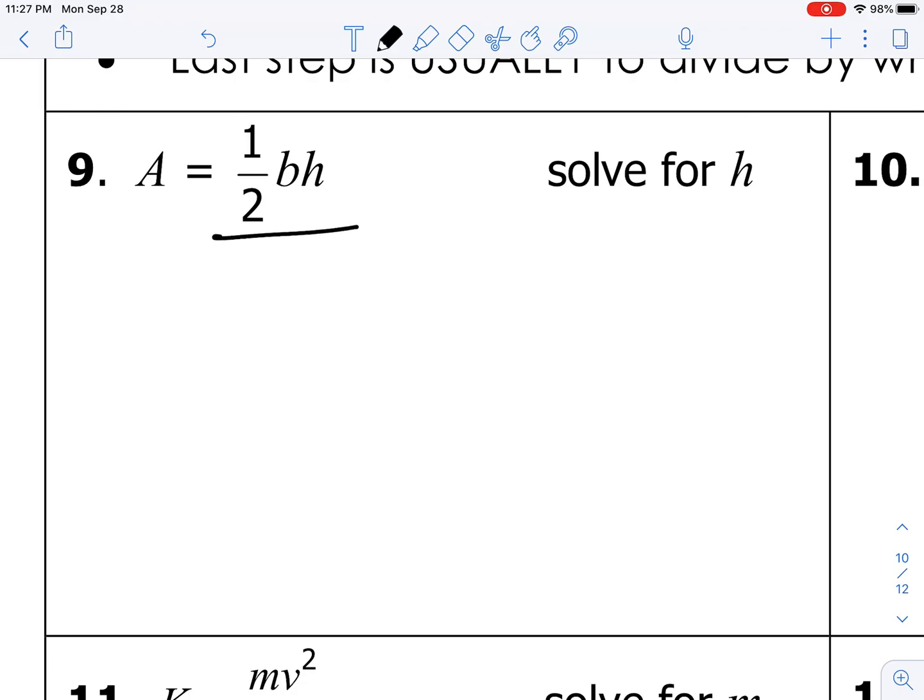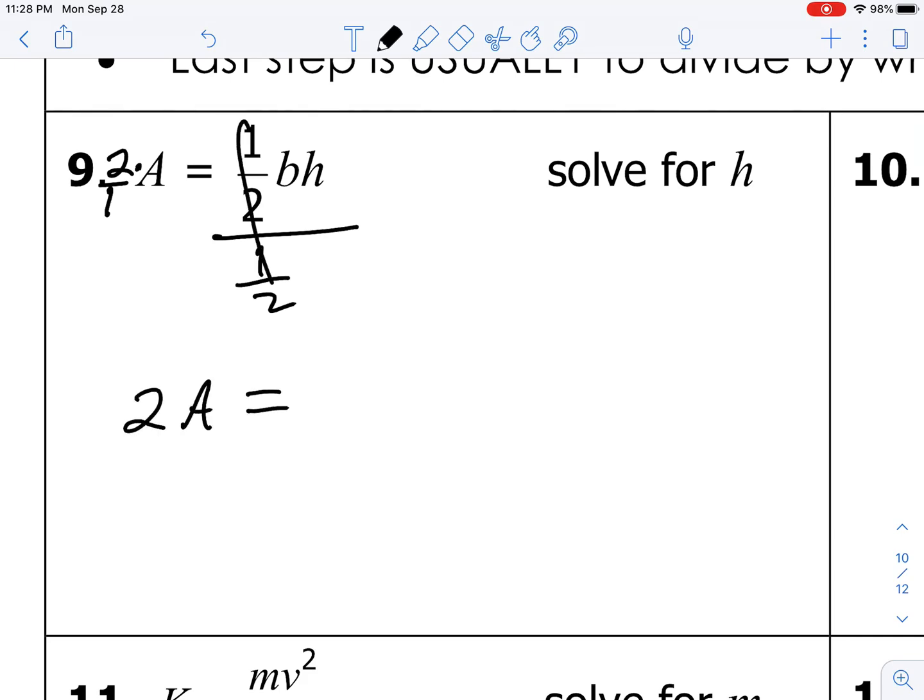So I'm going to divide by 1/2. When you divide by 1/2, remember, anytime you divide by a fraction, any fraction, period, you flip and multiply on the other side. Okay, so instead of 1/2, we're going to have 2/1 times a, which basically is 2a.